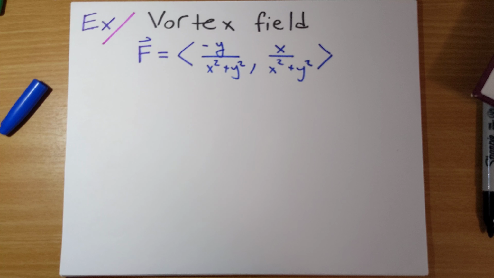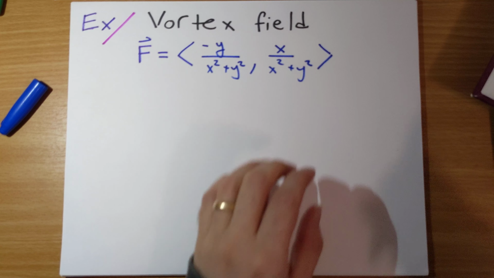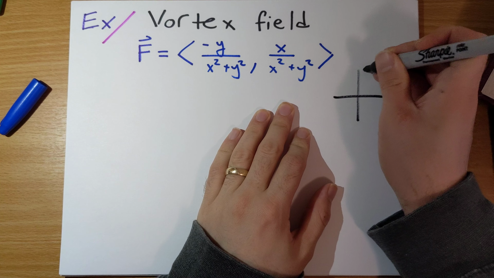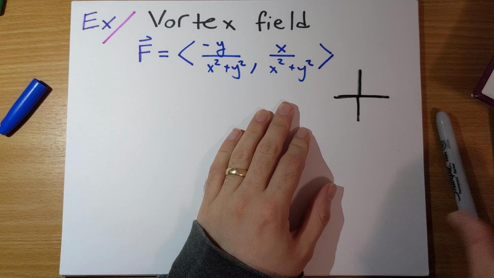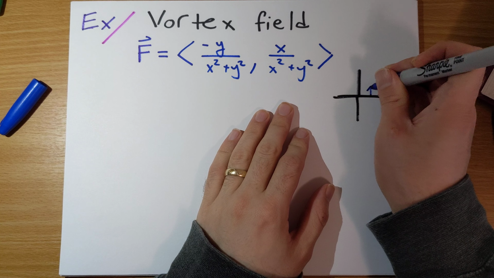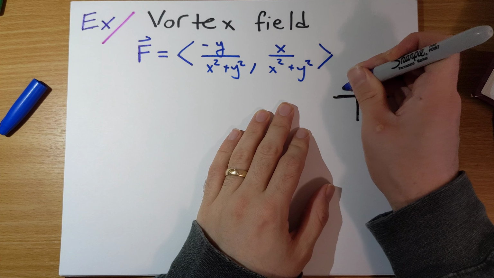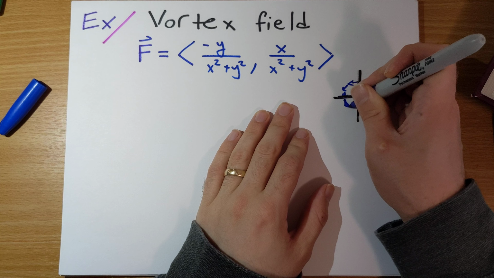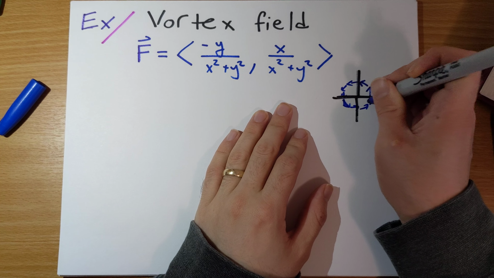To wrap up this section, I want to show an interesting example, or maybe perhaps a non-example, a counterexample. I want us to look at this vortex field. The vortex field f is given by negative y over x squared plus y squared, x over x squared plus y squared. The reason that we call this a vortex field is because the vectors are all kind of swirling around like this in a vortex.